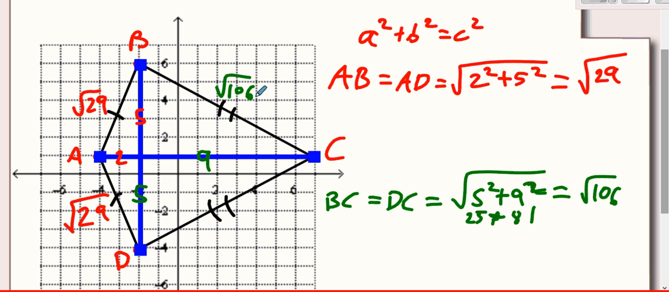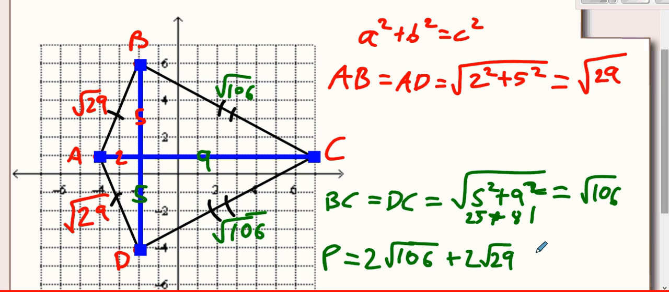We can add up all of those sides for perimeter. It's square root of 106 plus the square root of 106 plus the square root of 29 plus the square root of 29. Means you get square root of 106 twice. And you get the square root of 29 twice. And you can put that into your calculator. And you get that it's about 30.789 units.